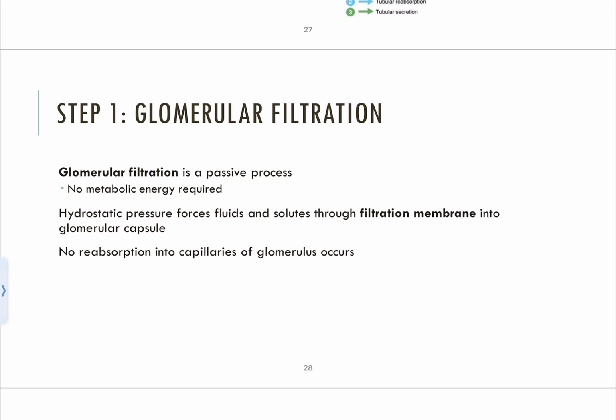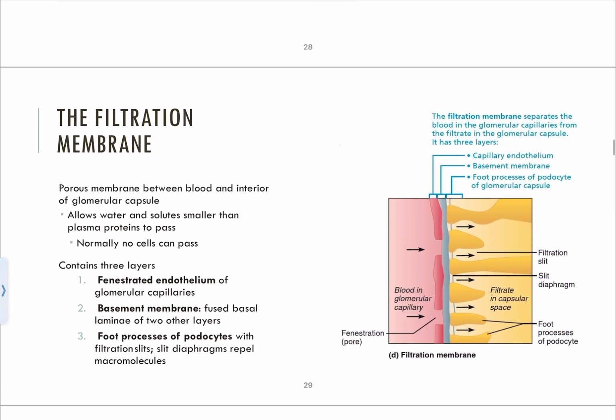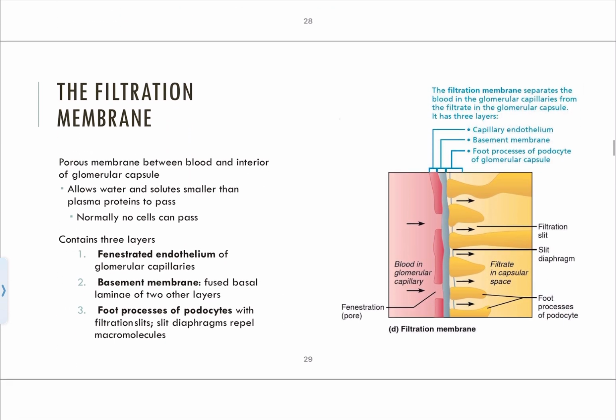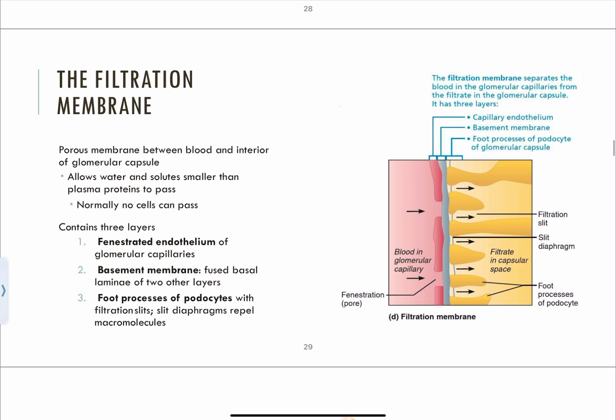Okay, so moving on to section 4, we're going to talk about the first step, where we're actually having glomerular filtration occurring. The process of glomerular filtration is passive, meaning it doesn't require any energy. What it's actually using is hydrostatic pressure, and this hydrostatic pressure is going to force fluids and solids through the membrane. So we can kind of view our glomeruli as like filters. And because we're filtering, it doesn't directly consume any type of metabolic energy.